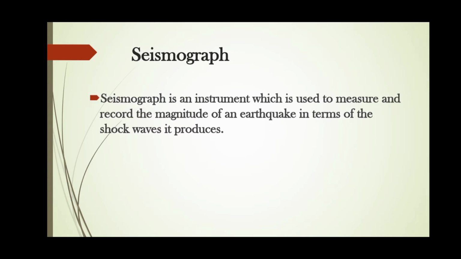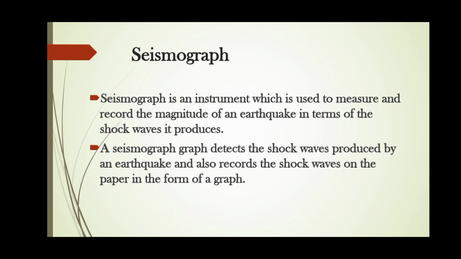Seismograph. Earthquake tremors produce shock waves. The shock waves travel in all directions through the earth and also reach the surface of the earth. A seismograph is an instrument which is used to measure and record the magnitude of an earthquake in terms of the shock waves it produces. A seismograph detects the shock waves produced by an earthquake and also records them on paper in the form of a graph.